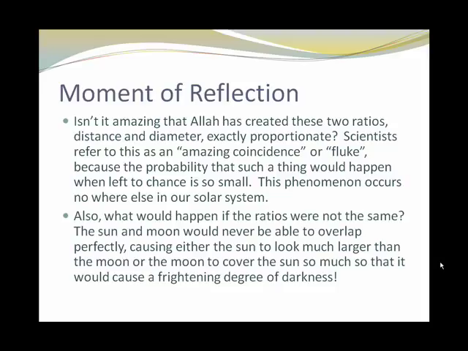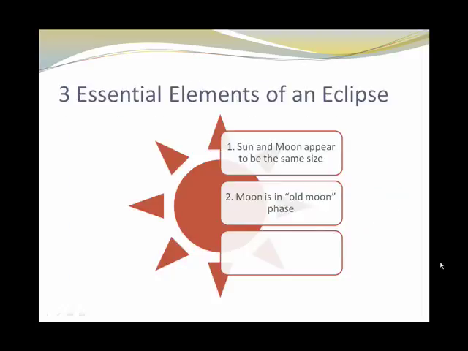Also, what would happen if the ratios were not the same? The sun and the moon would never be able to overlap perfectly, meaning the sun would still look larger than the moon, or the moon would look larger than the sun, which would cause a frightening degree of darkness to take over the planet when an eclipse would occur. Their disk would never be able to overlap perfectly if the ratios 400 were not present in both cases. Pretty amazing. Let's take a look at essential element number 2.